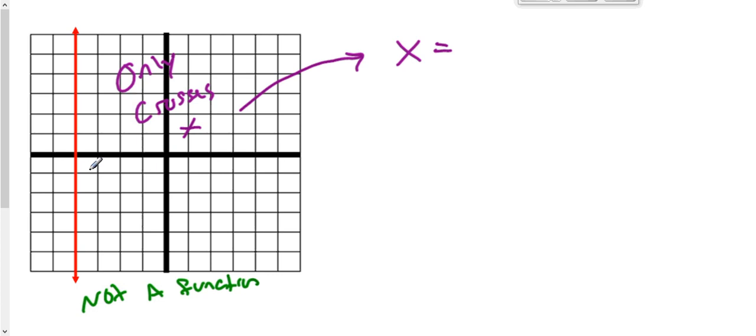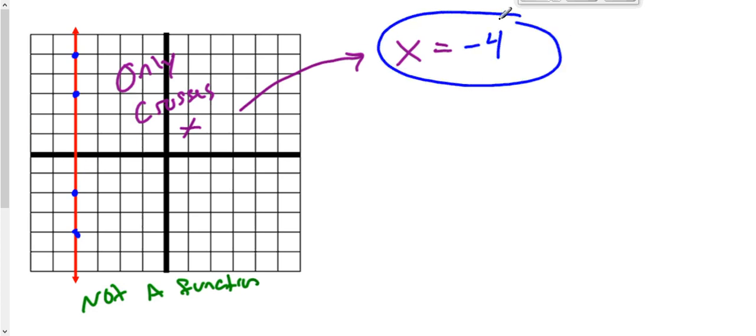Well, if I were to put a random dot anywhere, what is the x coordinate at any point? It's all negative 4. And there's your equation. In a similar fashion, if I had this perfectly flat line, I know it's not perfect, I'm sorry, and it crossed right through here, it only crosses y, this line would be a y equals, and in this case, negative 3.